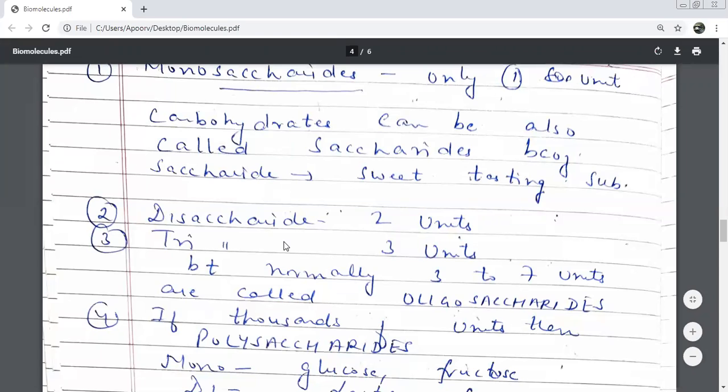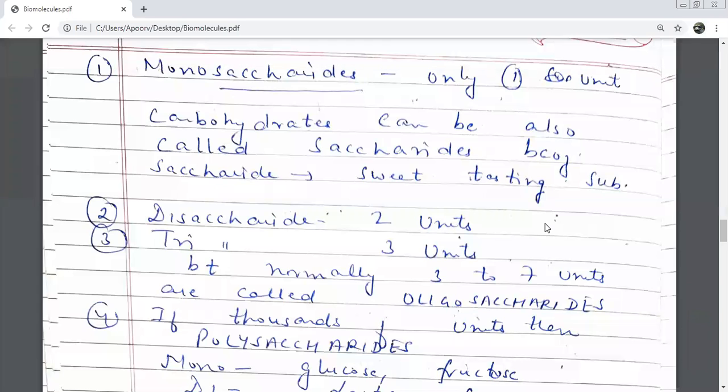If there are 2 units present, what will you call them? Disaccharide. 3 units, trisaccharide. But normally, what do we do, beta? We don't say 3, we take a range. 3 to 7 units. If we have how many units present? 3 to 7 units. We call them oligosaccharides.